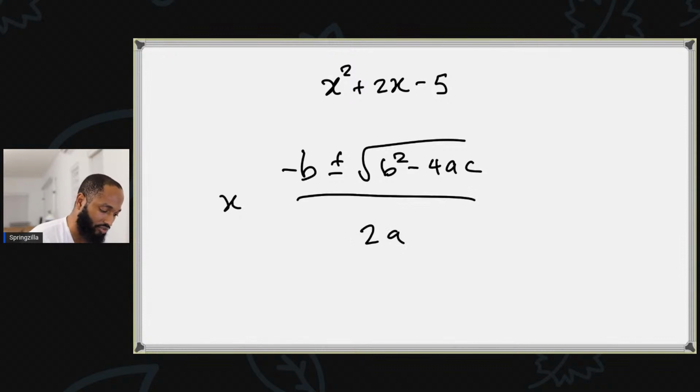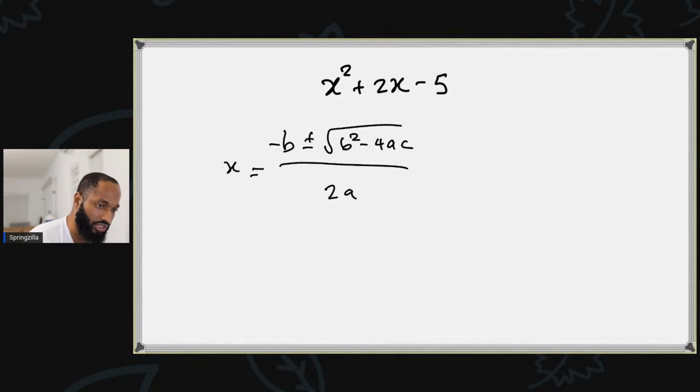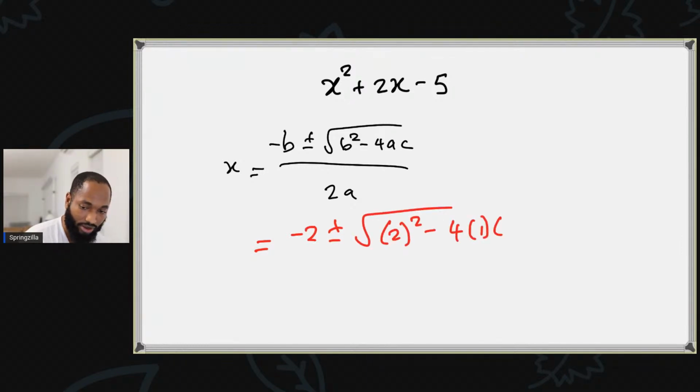So this is the quadratic formula. And we're going to substitute into this. Negative 2 plus or minus the square root of 2 squared minus 4 by 1 by negative 5.